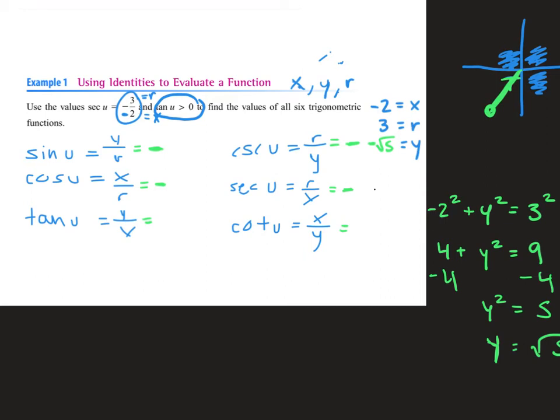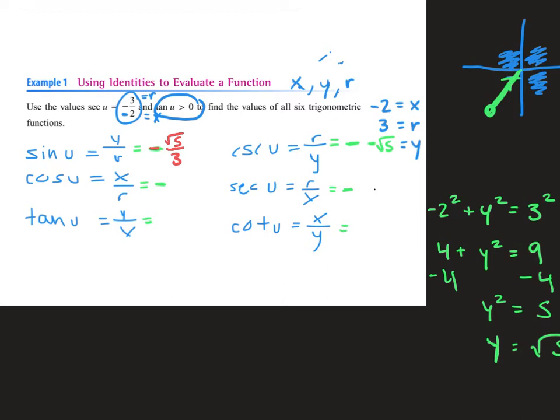So what's our sine of u going to be? If we said it's y over r, what's our y? Negative square root 5. And what's our r? 3. So we have negative square root 5 over 3. So all we're doing is plugging in for this step. Do we need to simplify this? Nope. Only when our square root's on the bottom we have to simplify.